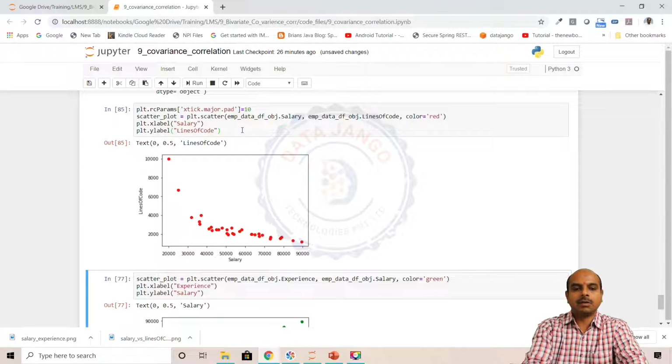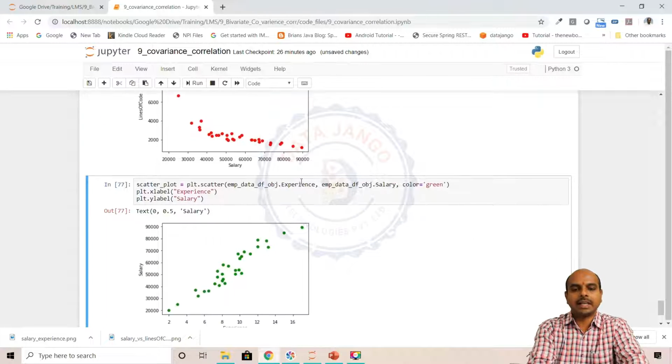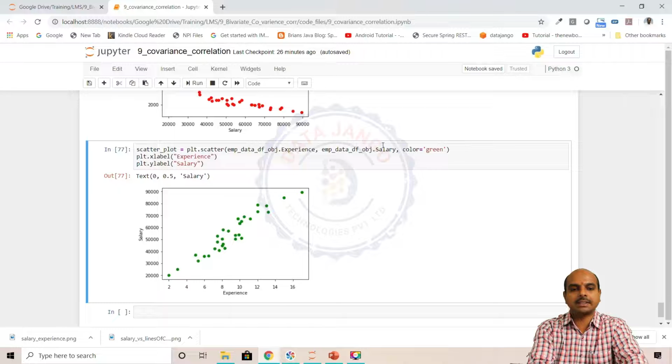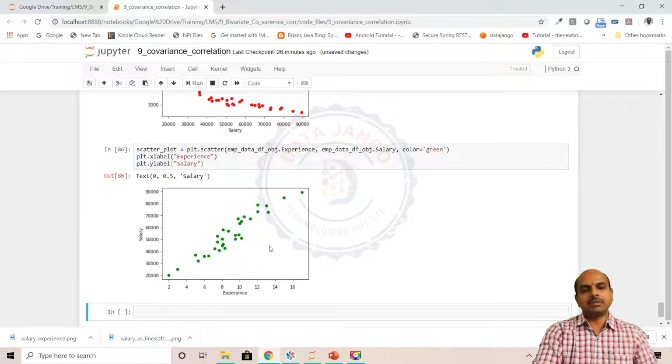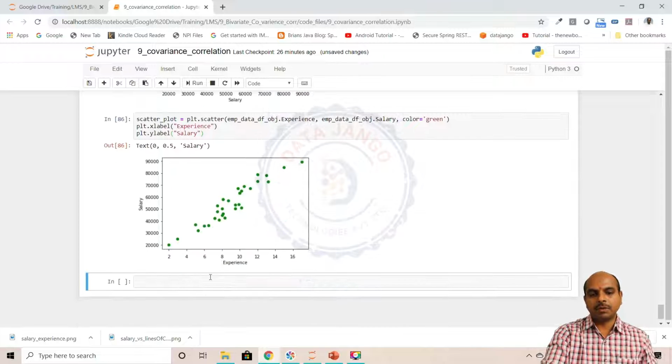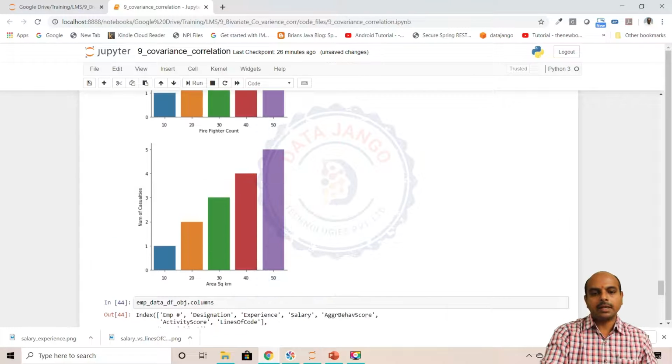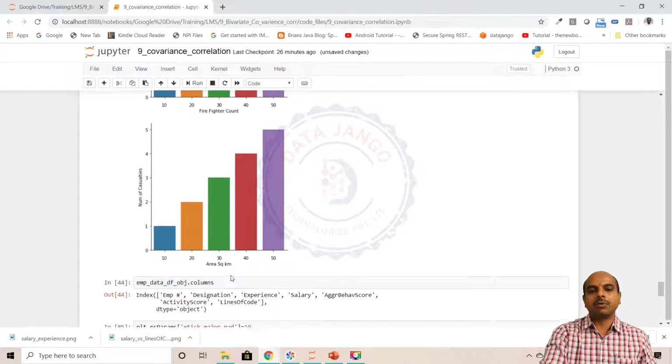And then for the second one, I have taken experience as x-axis and salary as y-axis. I have just plotted it. So this is just visualization. The confounding variable here is experience, and here area SFT is the confounding variable.